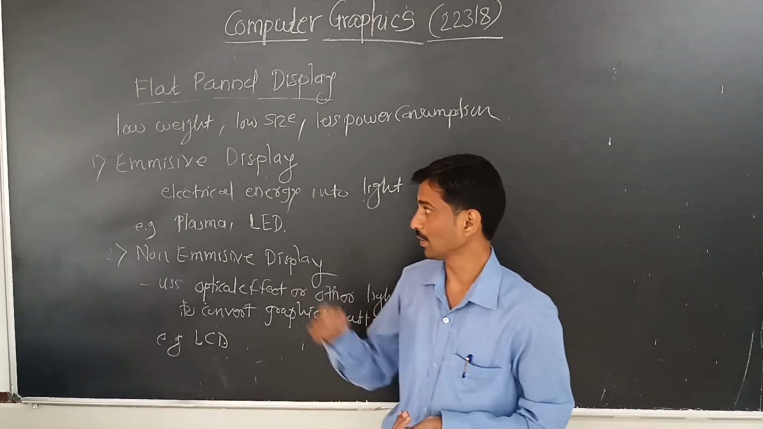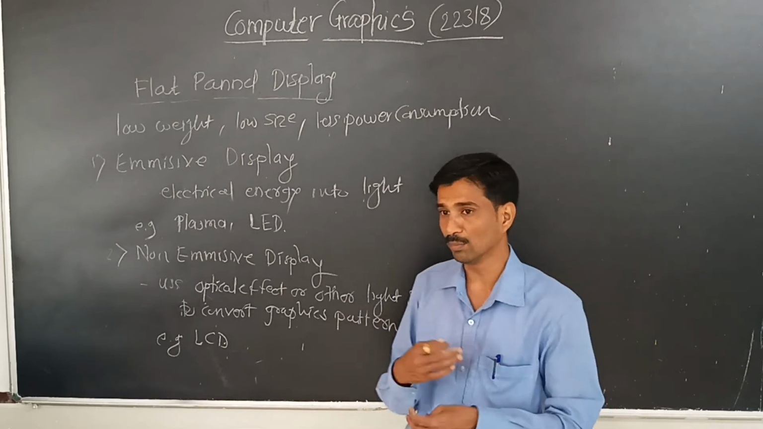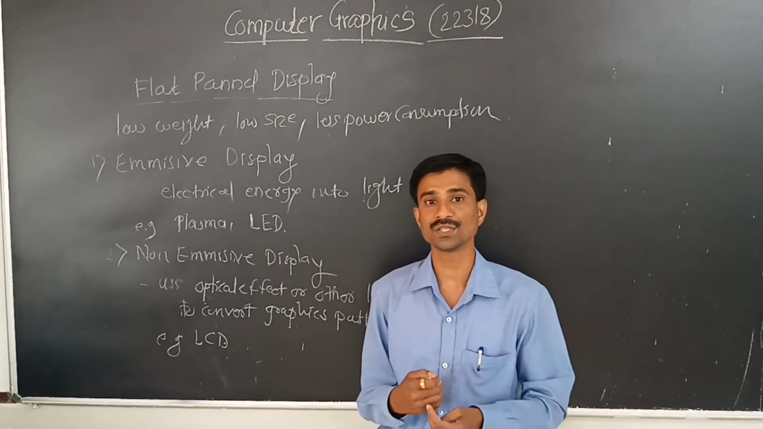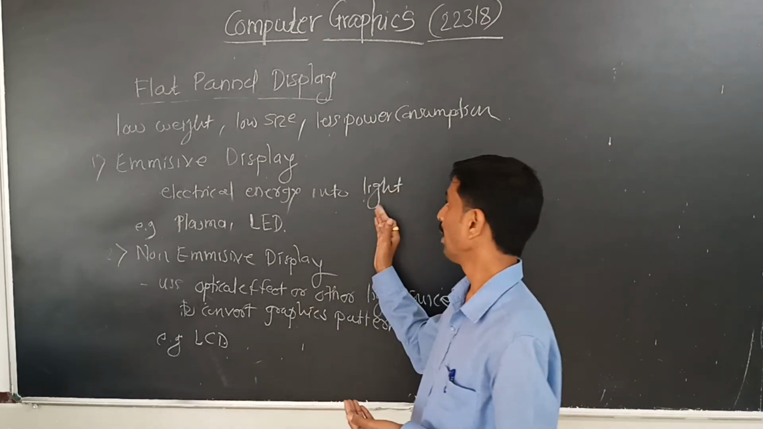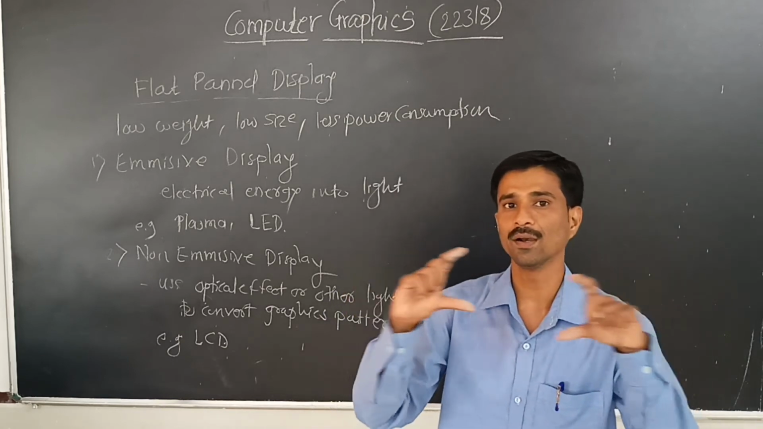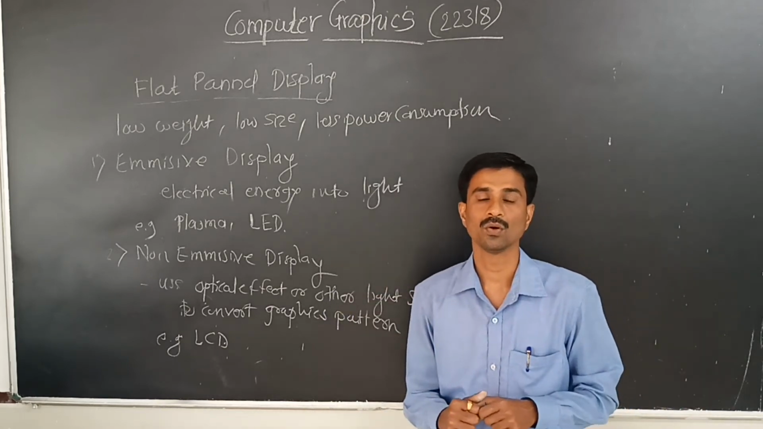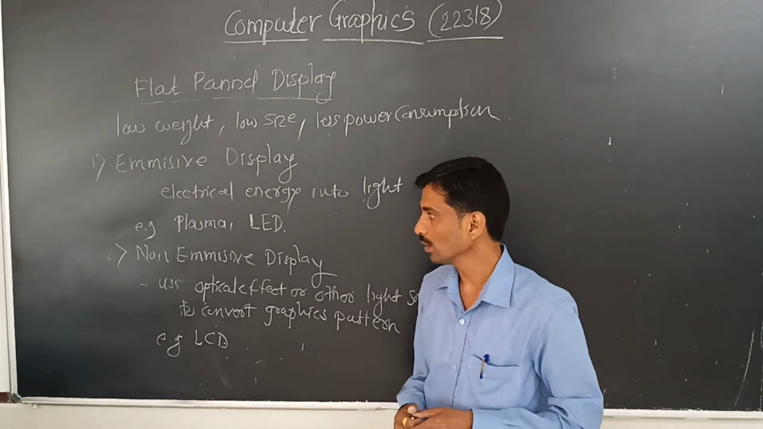So remember that emissive means they are emitting, or in this the electrical energy is converted into light energy, and using that light the images are displayed on the screen. So this is an emissive display.